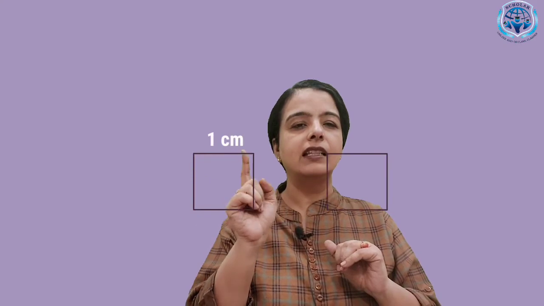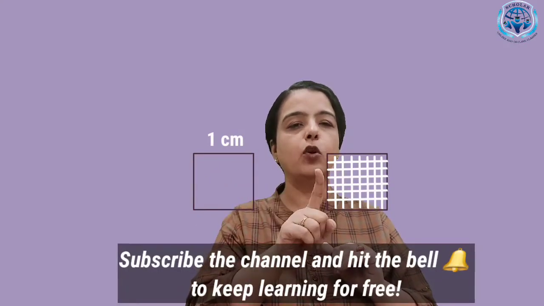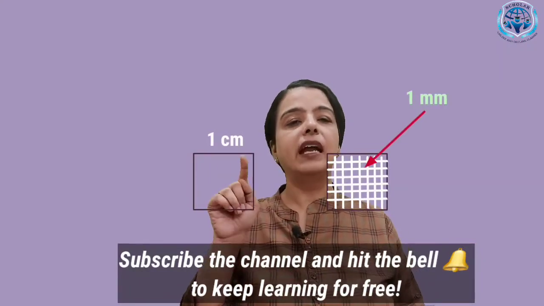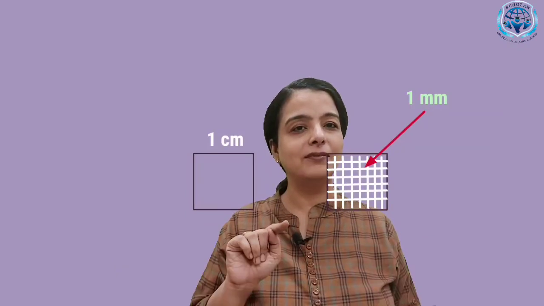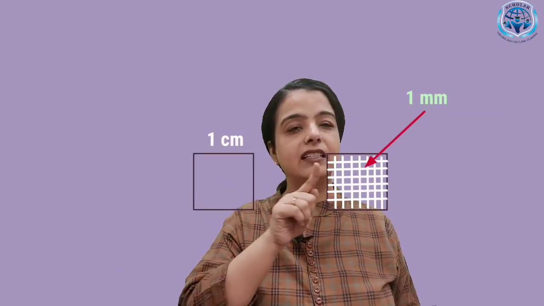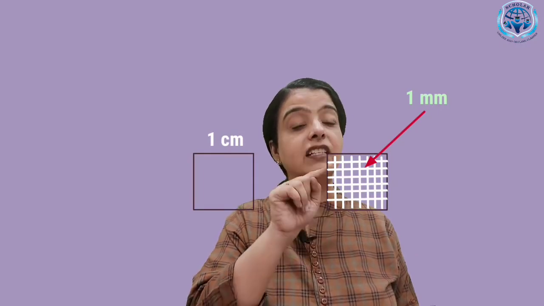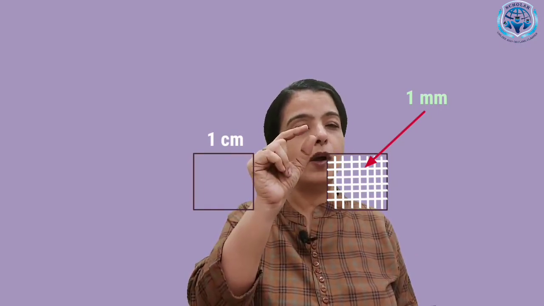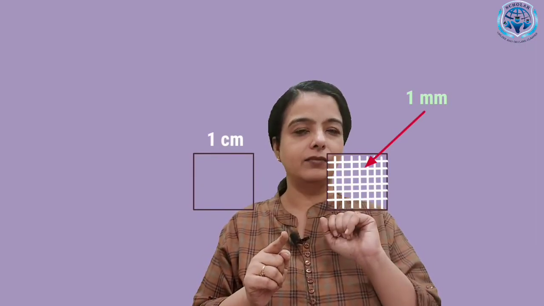Like, how many millimeter squares are there in 1 centimeter square? This is a square of side 1 centimeter. The same square is divided into 100 squares, each of 1 millimeter. Now, the area of this square is side square, that means 1 centimeter square. The same area is divided into 100 squares, each of 1 millimeter square. That means the area of each small square here is equal to 1 millimeter square.